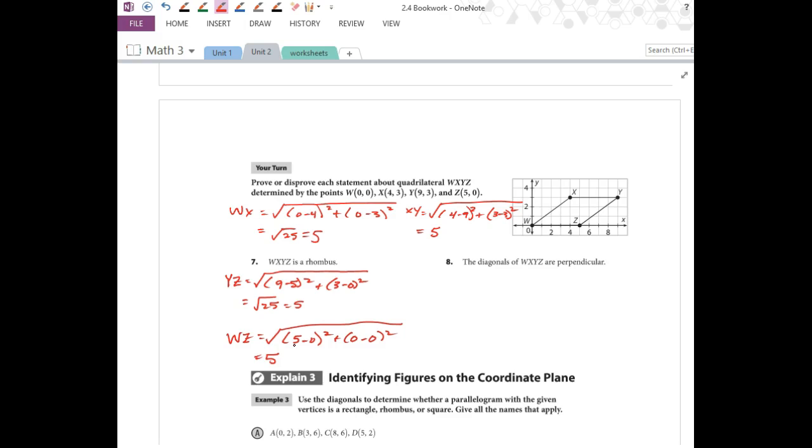So can a square be a rhombus? Yep. But a rhombus can't be a square. Kind of like how a square can be a rectangle. Right, all sides are congruent. So W, X, Y, Z is a rhombus.